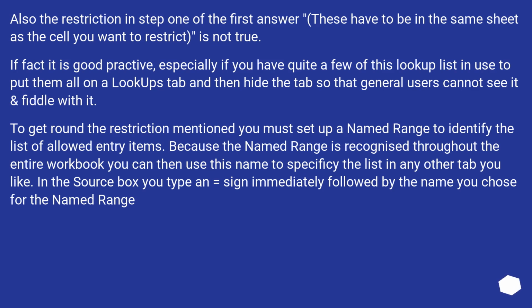Also, the restriction in step 1 of the first answer, that these have to be in the same sheet as the cell you want to restrict, is not true. In fact, it is good practice, especially if you have quite a few of these lookup lists, to put them all in a lookups tab and then hide the tab so that general users cannot see it and fiddle with it. To get around the restriction mentioned, you must set up a named range to identify the list of allowed entry items. Because the named range is recognized throughout the entire workbook, you can then use this name to specify the list in any other tab you like. In the source box you type an equal sign immediately followed by the name you chose for the named range.